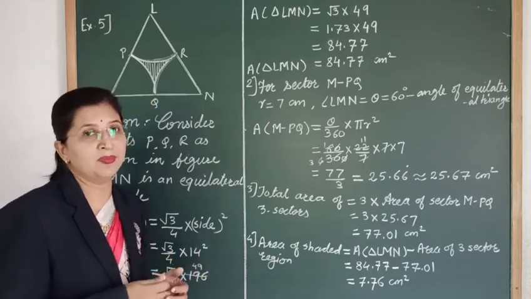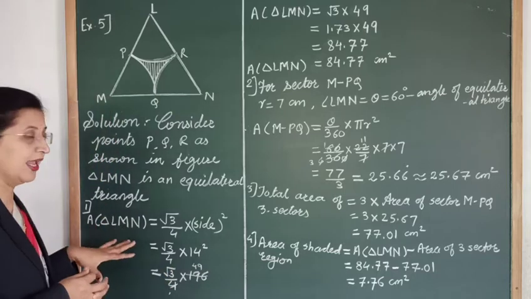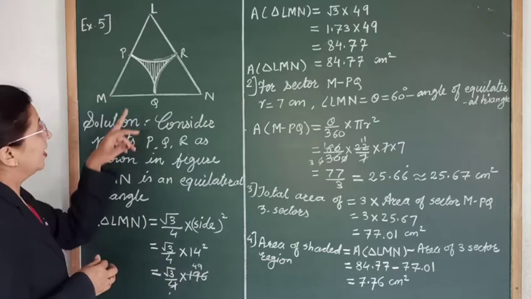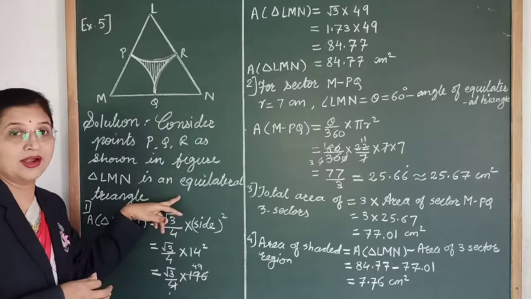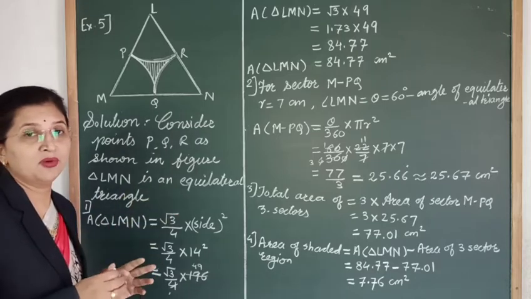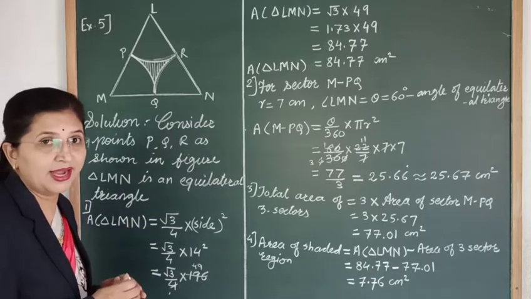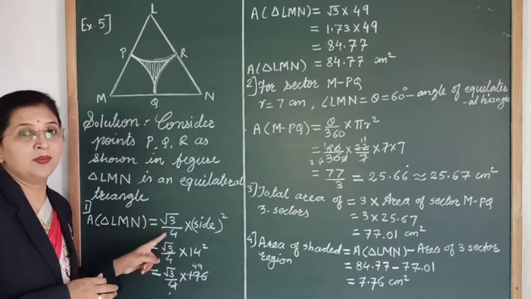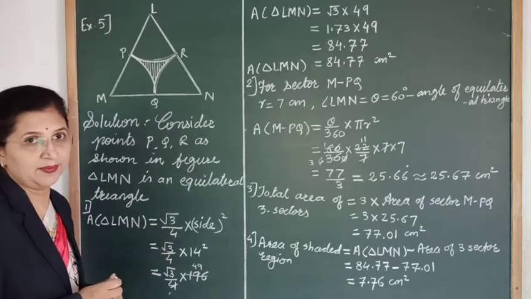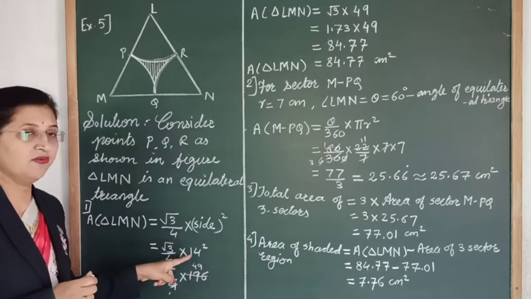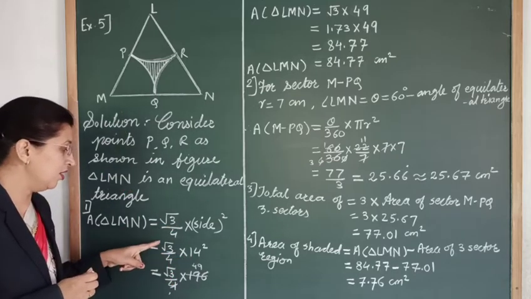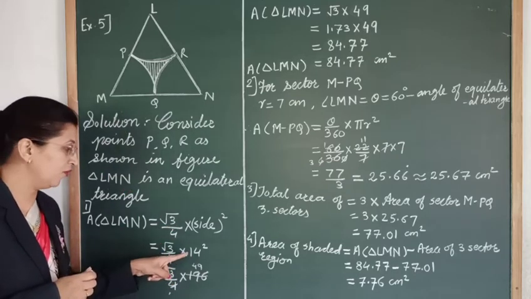So let's solve one by one. Let's first find the area of triangle LMN. Triangle LMN is an equilateral triangle, and we know the formula for the area of an equilateral triangle, that is root 3 upon 4 into side square. The side of this triangle is given as 14. So let's put the value: root 3 upon 4 into 14 square.